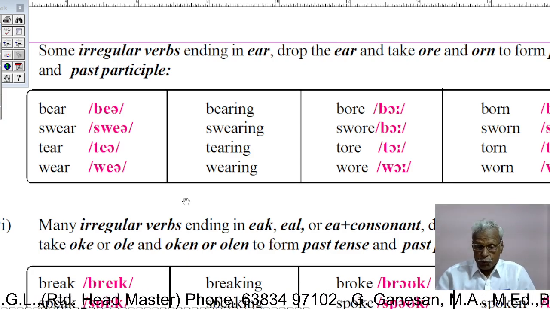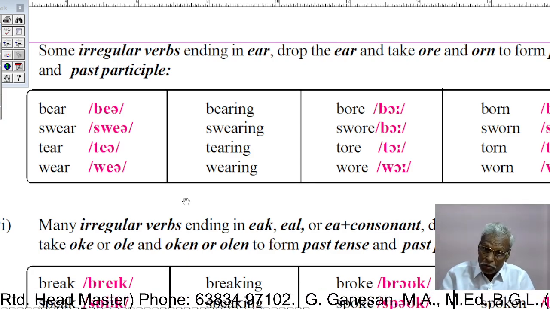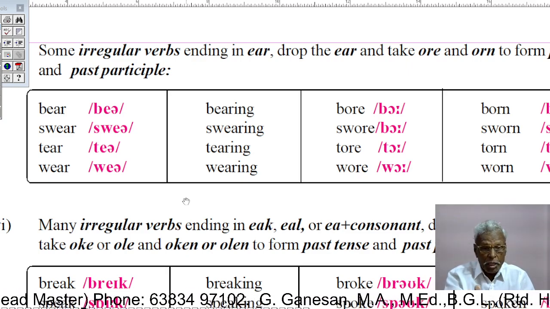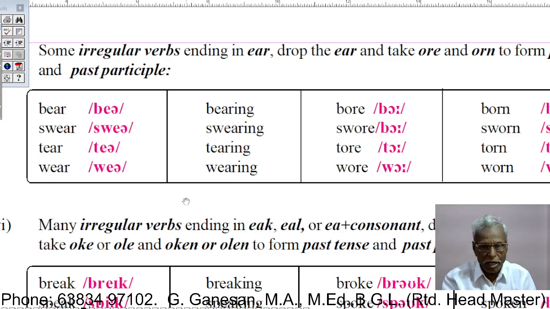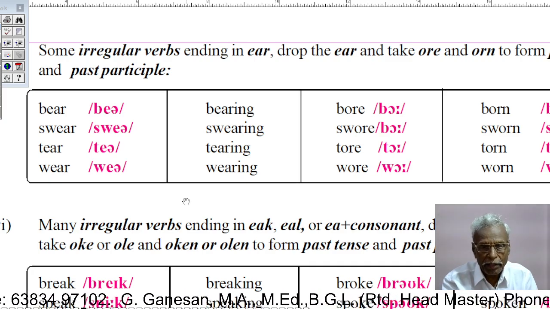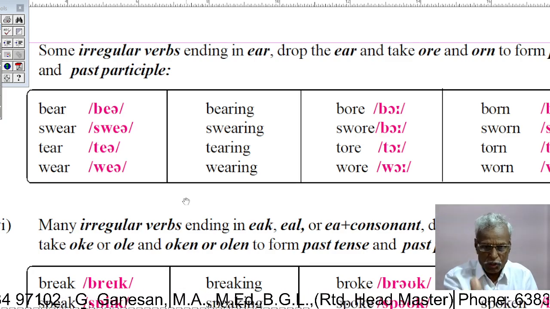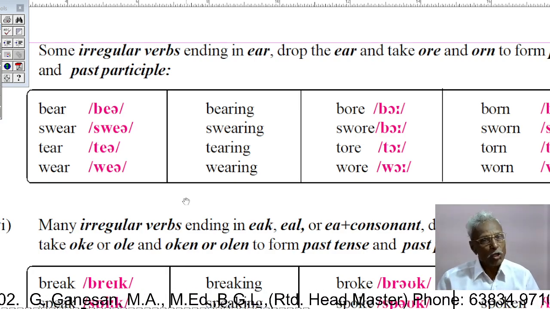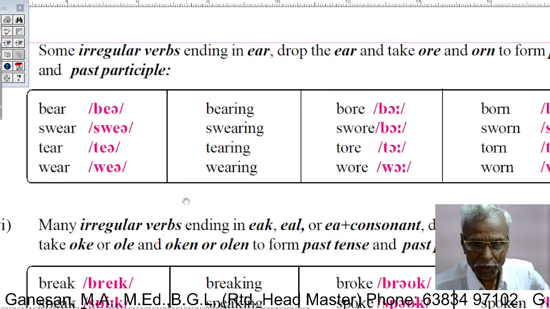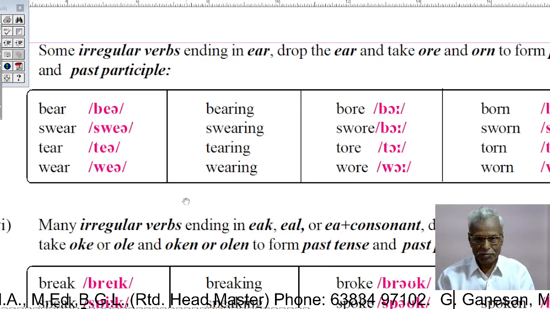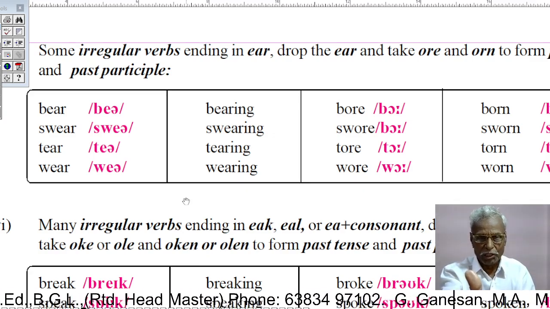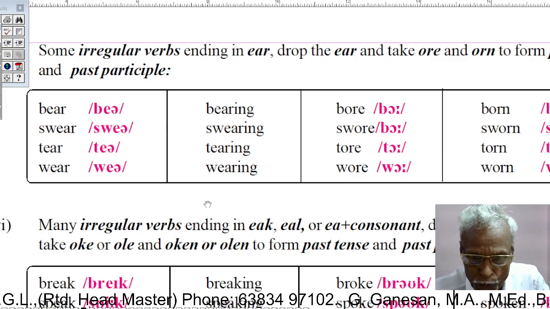Dear students, as we know, regarding the formation of present participle, I am not reading, I am not pronouncing the present participle. Don't mistake me. It is on account of saving some time, because as you know, you are already familiar with it. I am not doing that.